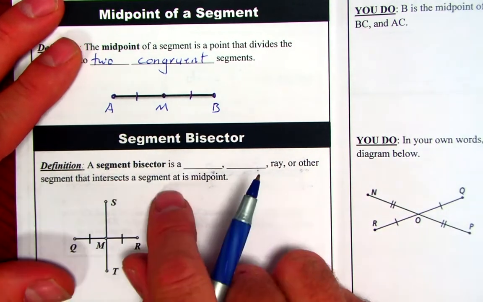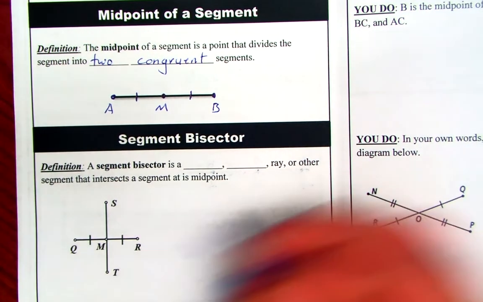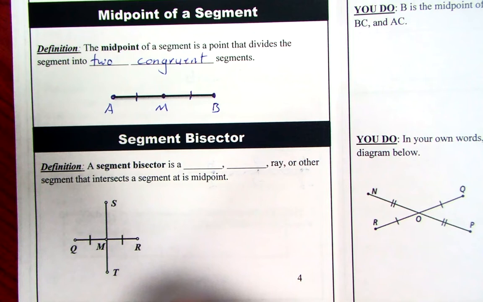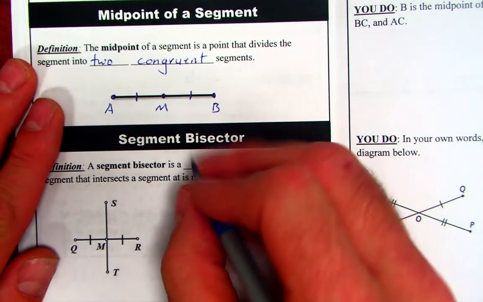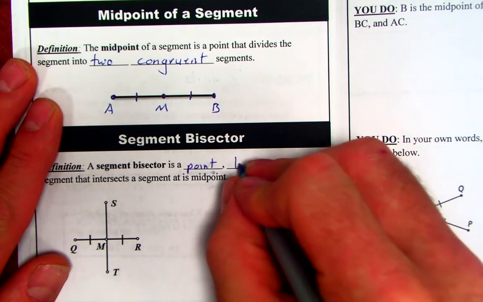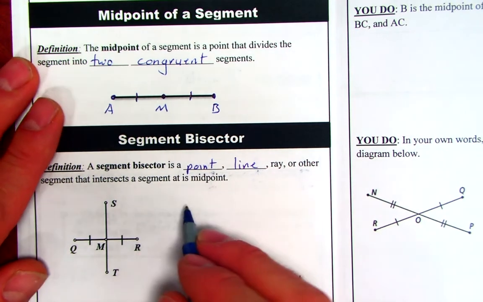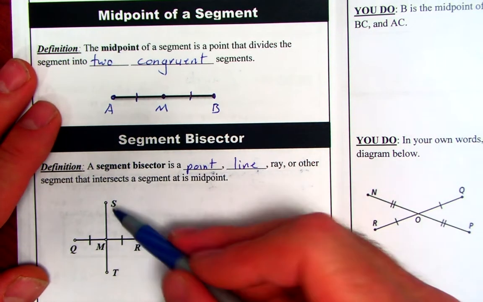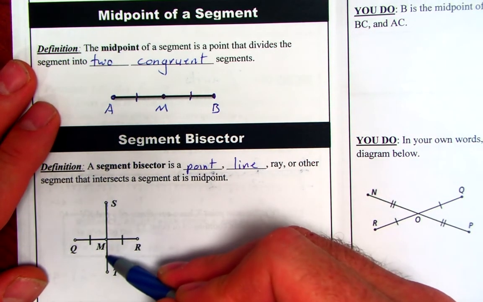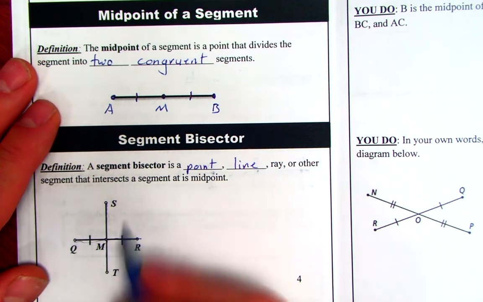Okay, a segment bisector just means that we're splitting a segment into two equal parts, right? It's the thing that's doing the splitting. So a segment bisector can be a point, it can be a line, or it can be a ray or another segment that intersects a segment at its midpoint. So you can see in the diagram that segment ST intersects segment QR at the midpoint of QR. That's what that diagram says.